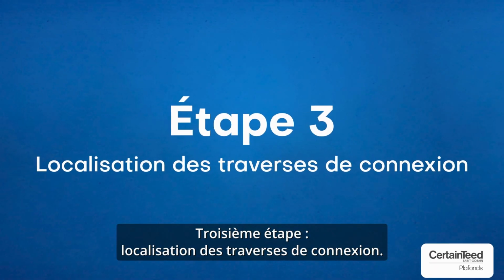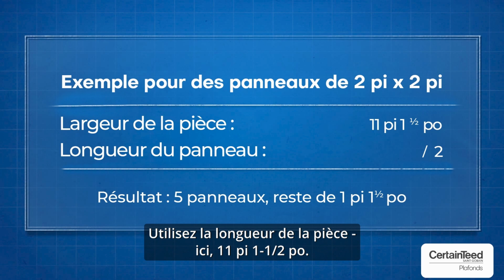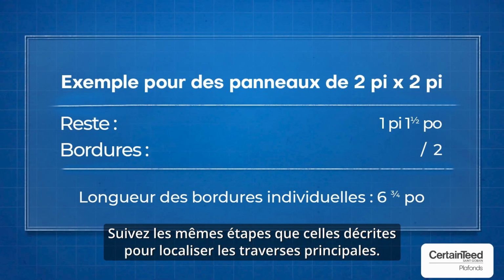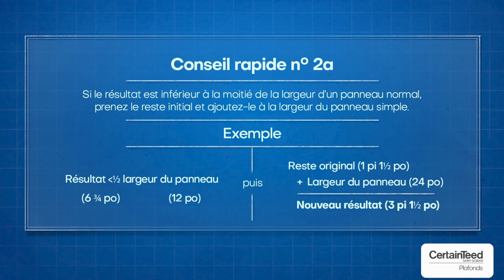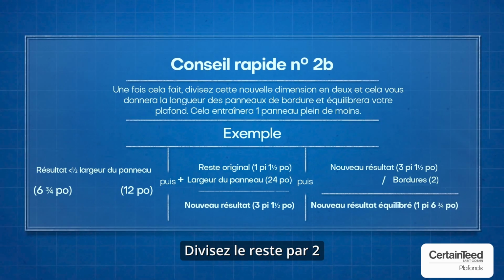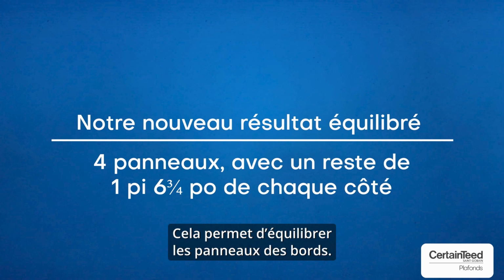Step 3. Locating your cross tees. Take the length of the room, in this case 11 foot 1.5 inches. Follow the same steps outlined to locate the main tees. Divide the remainder by 2. And you have your borders of 1 foot 6 3/4. This makes your border panels balanced.